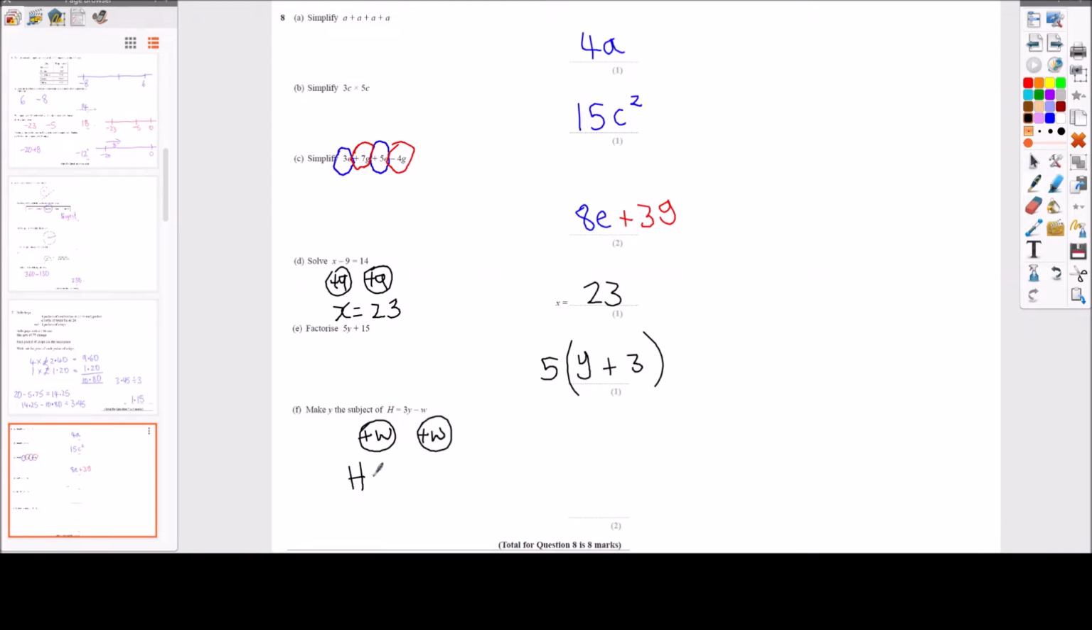So h plus w equals 3y. How do we undo a timesing by 3? We're going to divide both sides by 3. So y is going to equal. Now, to make it clear that all of the h plus w is divided by 3, turn it into a fraction. So it's h plus w all over 3.